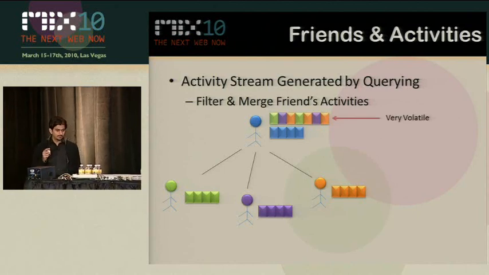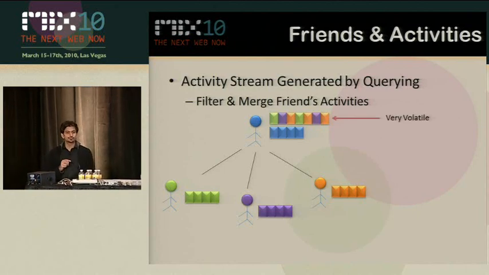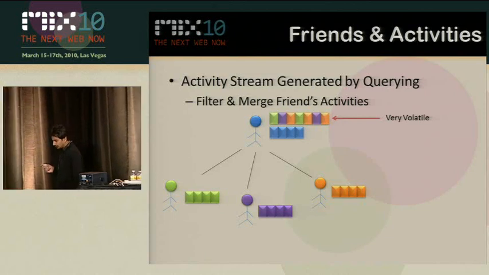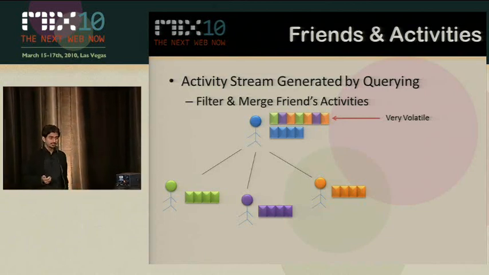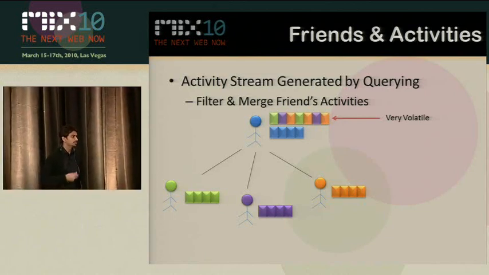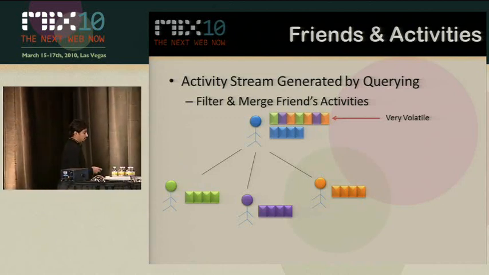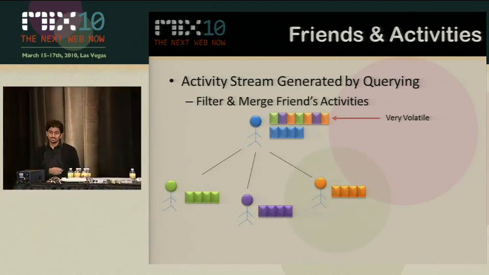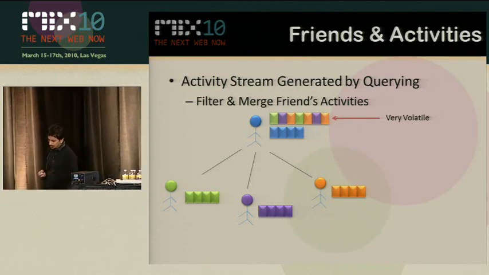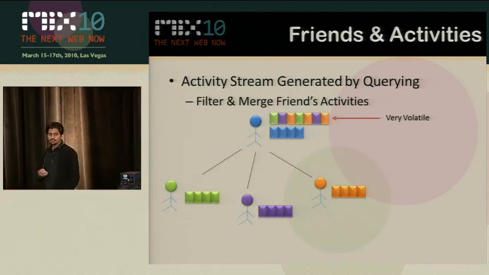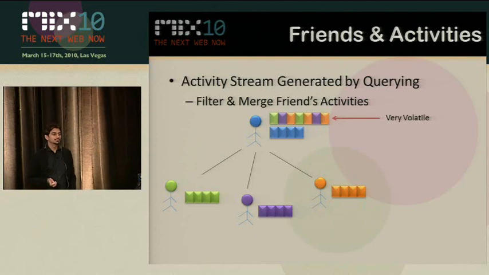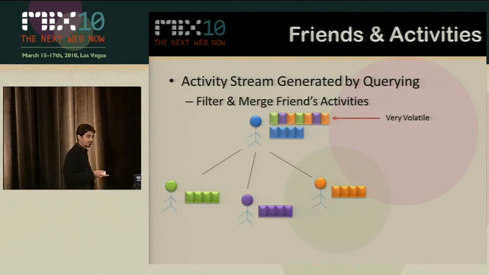Now, something to note. This feed is extremely volatile. And it's volatile for many reasons. One is your friends are constantly generating new activities, right, if they're active. Secondly, you're going to add and remove friends, too. So that's going to change your activity feed. What else? Well, what if your friends change their privacy settings? Well, that's going to have an impact on what you see or what you don't see, from them at least.